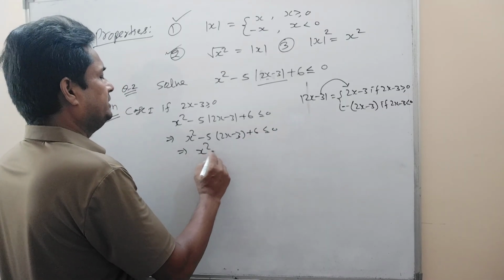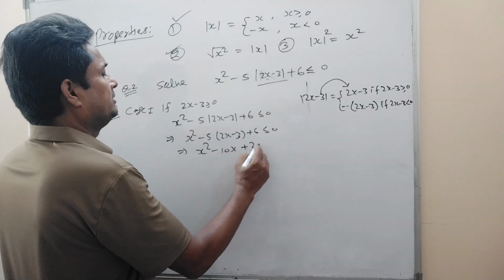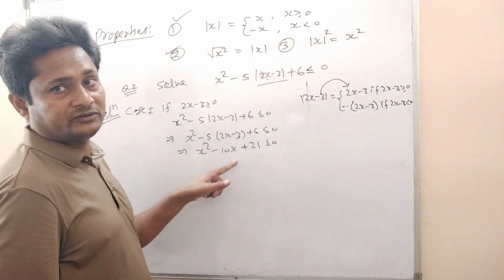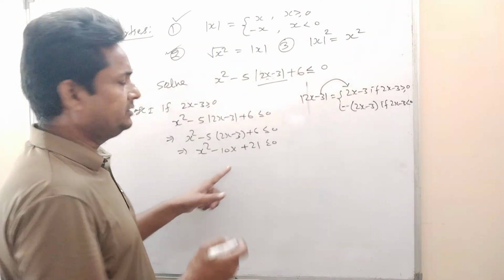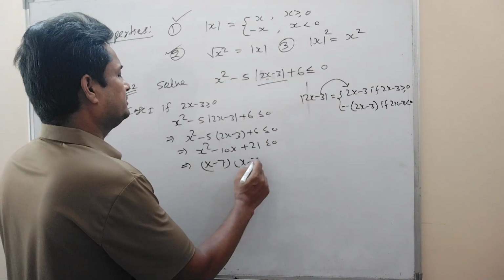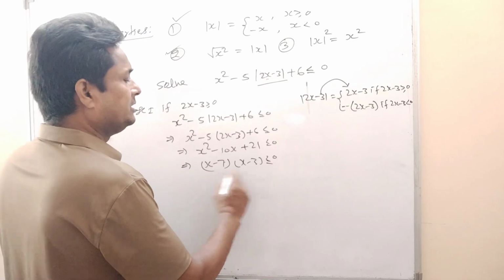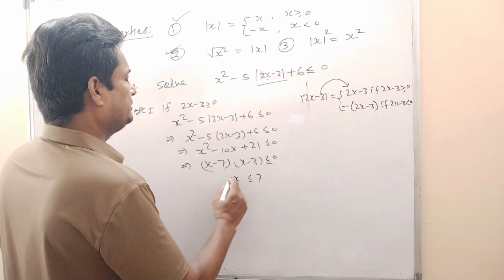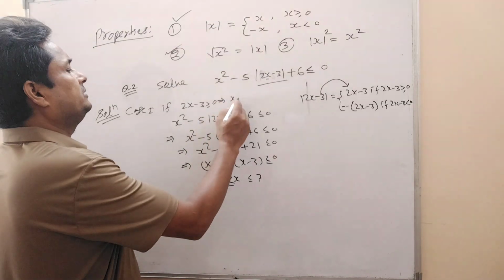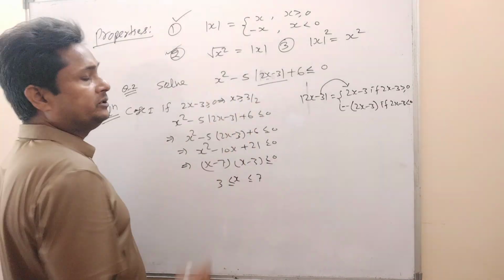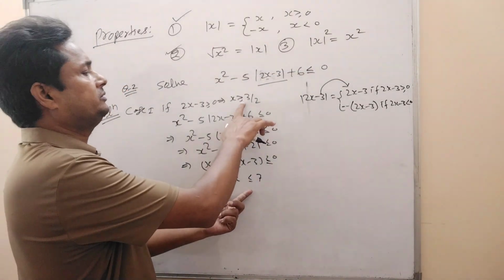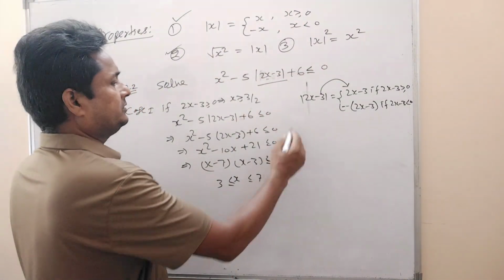So this will be how much? X square minus 10x plus 21 less than or equal to 0. And what was the factor of this one? Roots were 7 and 3. So this can be written as x minus 7 into x minus 3 less than or equal to 0. So the answer of this one will be 3 to 7. Now the condition is x greater than or equal to 3 by 2. Now we have to take the intersection between this and this one. So what will the final answer be?